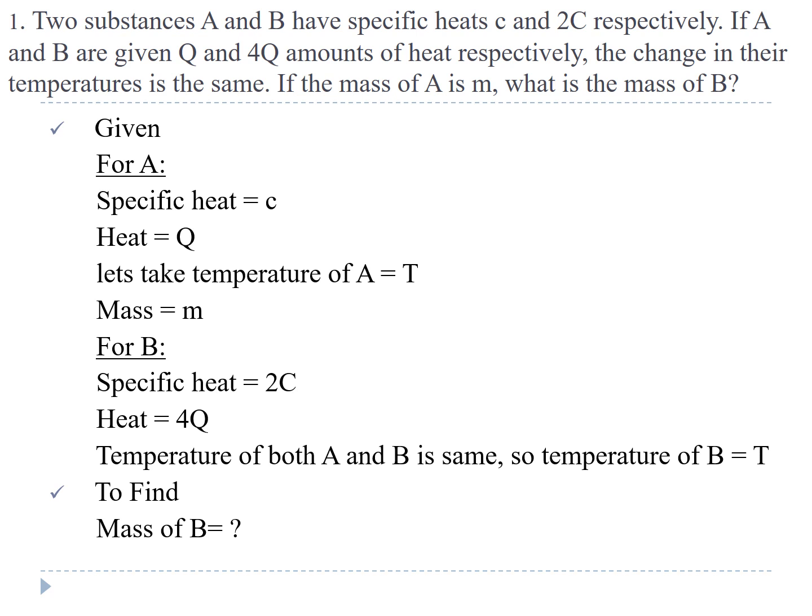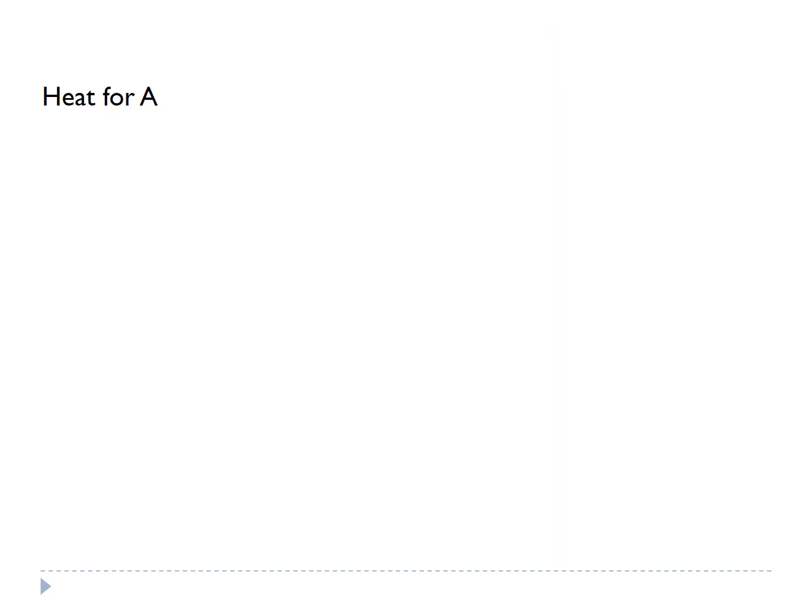Now, what we are going to do is write down the equation of heat for substance A. We know it is Q is equal to mCT. We'll just recheck what we've written. Based on whatever was given, the heat of A was Q, that is why we've written Q. The mass of A was small m, that we have written. Specific heat is C, that also we have written, and T we have taken common, that also we have written.